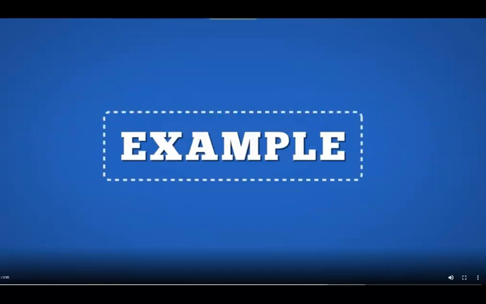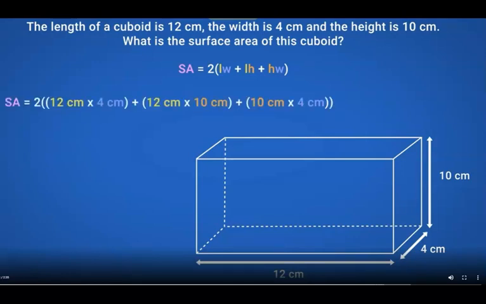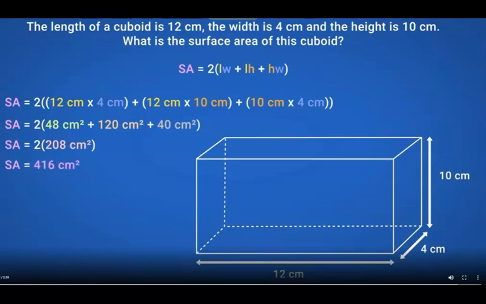Example. The length of a cuboid is 12 centimeters, the width is 4 centimeters, and the height is 10 centimeters. What is the surface area of this cuboid? Using the formula, the surface area equals 2 multiplied by the length, 12 centimeters, multiplied by the width, 4 centimeters, plus the length, 12 centimeters, multiplied by the height, 10 centimeters, plus the height, 10 centimeters, multiplied by the width, 4 centimeters. Carrying out the calculation in the order of BODMAS, we get the final answer for the surface area of this cuboid as 416 centimeters squared.